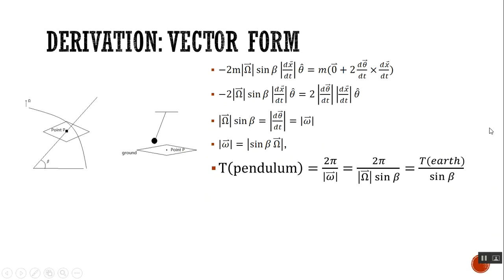Because the second derivative of theta equals 0, we can get the first step here. Then we can convert the right-hand side to a vector form by transforming the cross product. Next, we can cancel the same parts from the two sides. We get the magnitude of omega sine beta equals the magnitude of d theta over dt, which is the magnitude of lowercase omega. And similarly, we found the relationship between the two periods. T pendulum equals T Earth over sine beta, and the result here is the same result we got from the first method.